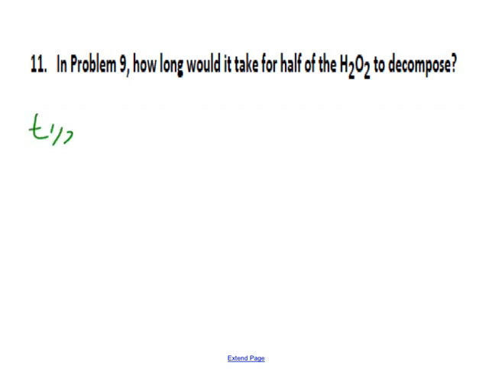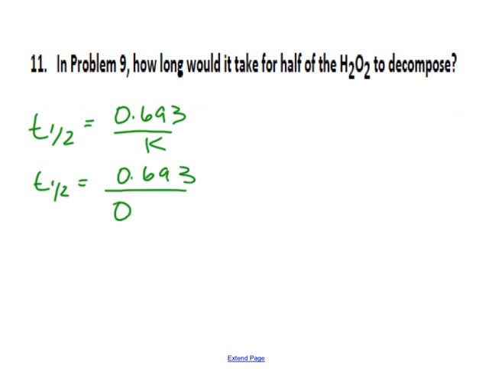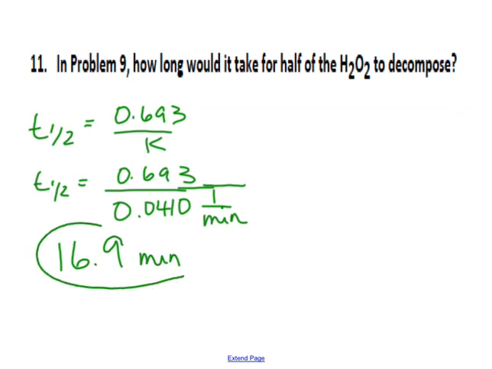So T1 half is equal to 0.693 over K. And they gave us K in the problem. So T1 half is equal to 0.693 over, what was it? 0.04. And the units, I have to have the units so I know the unit of time. 1 over minutes. All right, so when I do that, what do I get as my half-life? 16.9 minutes. So it takes 16.9 minutes for half of that substance to go away.